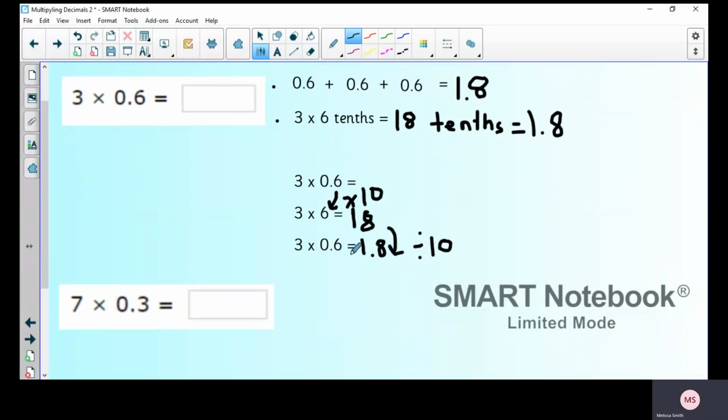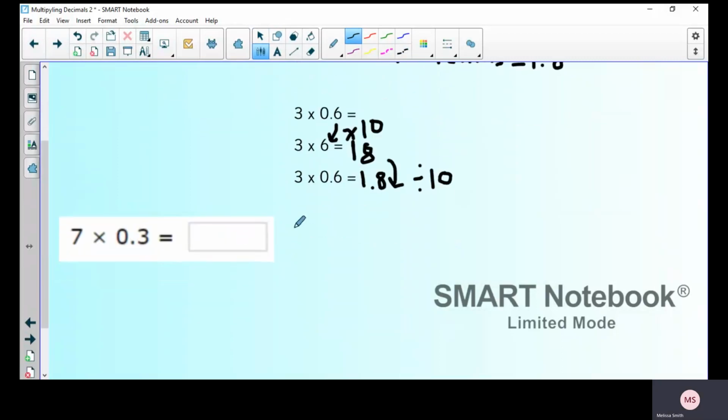So you can pause the video, have a go at this one now. So if we have a look, we could do repeated addition. I could write out 0.3 seven times. I could do that way. I could do the worded method. So I could say 7 times 3 tenths. What will that give me? Well, that'll give me 21 tenths. How would I write that as a decimal? Well, 21 tenths is equivalent to 2.1.